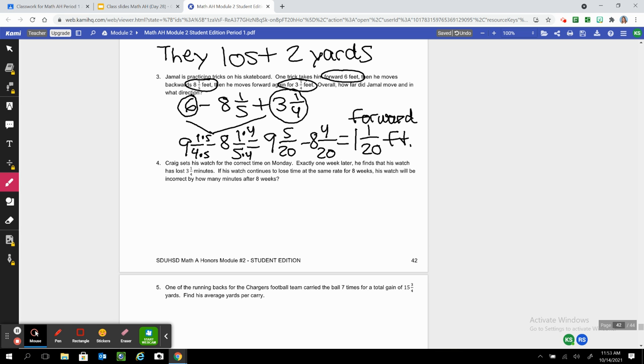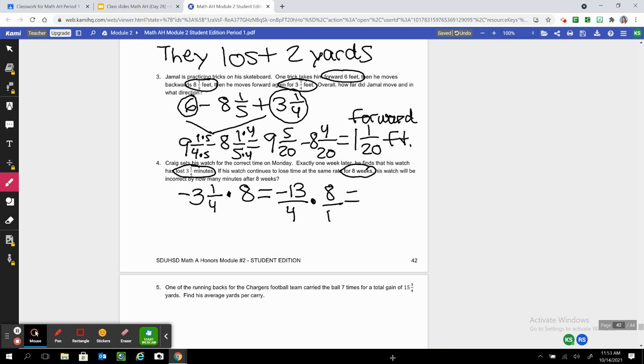So Craig set his watch for the correct time on Monday. Exactly 1 week later, he finds that his watch has lost 3 1/4 minutes. If his watch continues to lose time at the same rate for 8 weeks, his watch will be incorrect by how many minutes after 8 weeks? So we're going to multiply a loss, negative 3 1/4, and we're going to multiply that by 8. So in order to multiply fractions, we have to make them improper. So I'm going to make the first fraction, negative 3 1/4, negative 13/4, and I'm going to multiply that by 8 over 1.